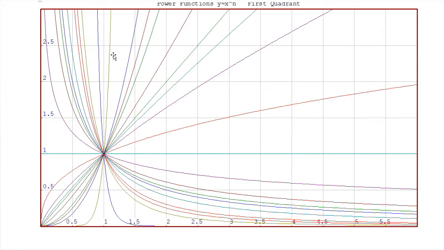When the power is positive, these functions are increasing in the first quadrant. The bigger the power, the faster it eventually increases. And so, this is a power less than 1, these that are concave down increasing. And this one that goes through (1, 1) and (2, 2) right here is a straight line. That's just the identity function, y equals x to the first power. And when we get powers bigger than 1, they're concave up and increasing here.